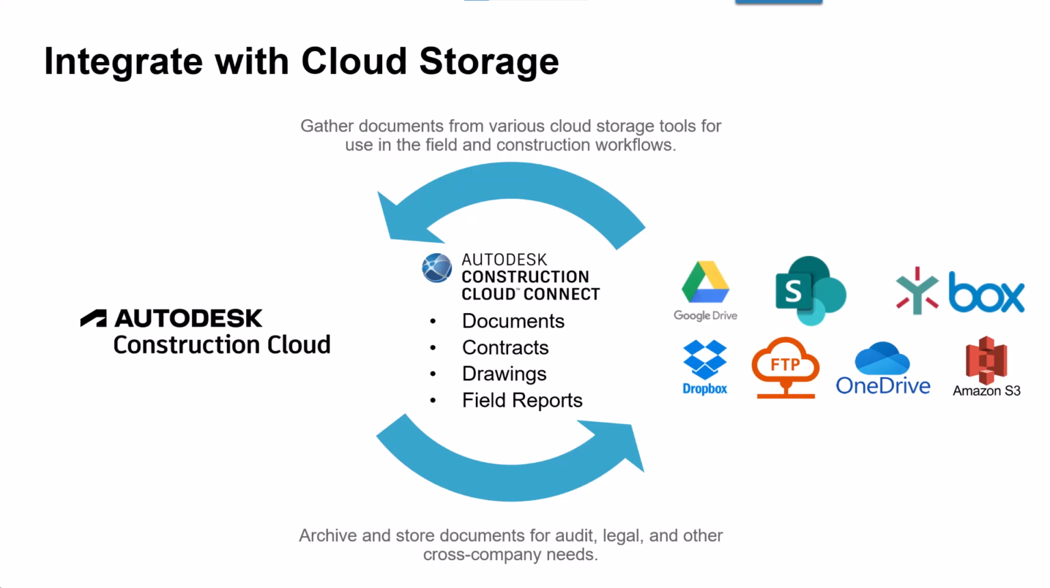Integrate with cloud storage. With Autodesk Construction Cloud Connect, customers can now synchronize the tools they are using for project collaboration like BIM 360 or PlanGrid, and share that data into leading cloud storage solutions like Google Drive, SharePoint, Box, Dropbox, Ignite, OneDrive, Amazon S3, FTP, and more. With these integrations, customers can automatically send documents, drawings, field reports, and contracts from BIM 360 and PlanGrid to their cloud storage solutions, and conversely, automatically upload documents and drawings back into BIM 360 and PlanGrid.